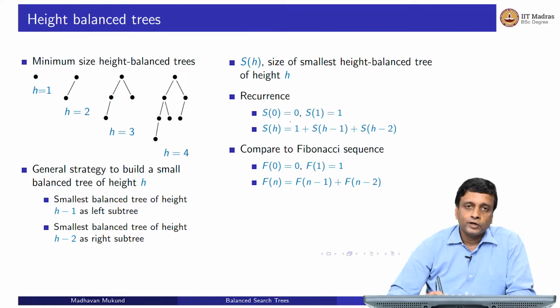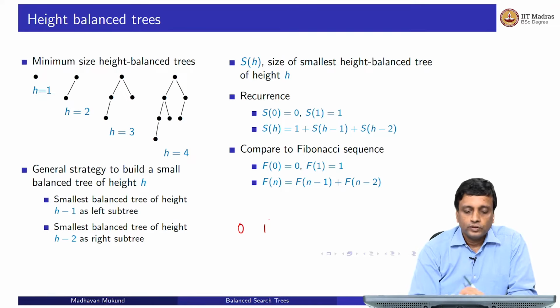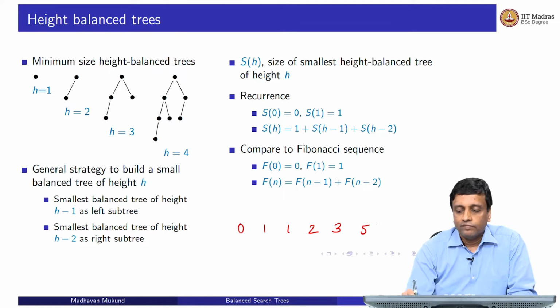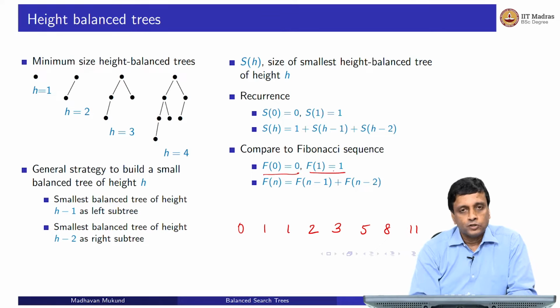So if you remember the Fibonacci numbers, you start with 0 and 1 and then you keep adding the previous two. So the next number is 1 plus 0 is 1, the next number is 1 plus 1 is 2, then 3, then 5, then 8, then 11 and so on, and these numbers grow pretty fast. So the recurrence for this is that the 0th Fibonacci number is 0, the 1st Fibonacci number is 1 and the nth Fibonacci number is the sum of the previous two.